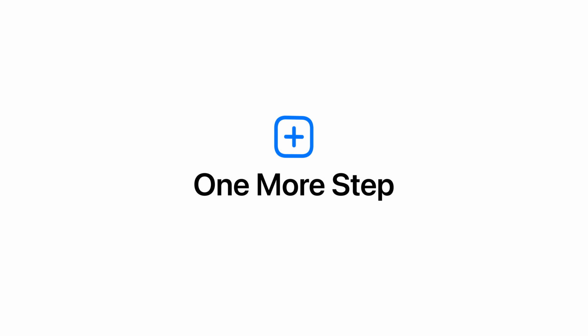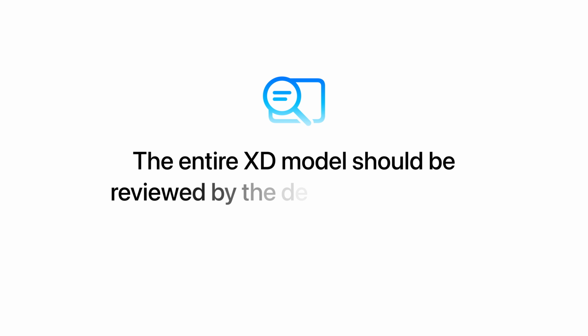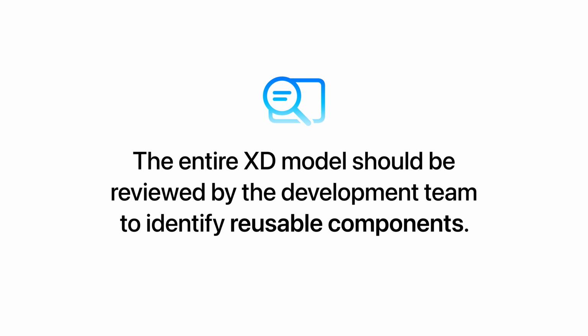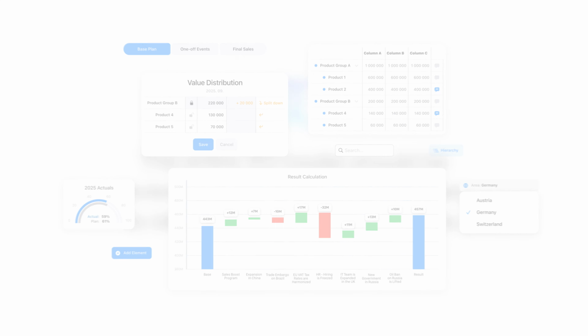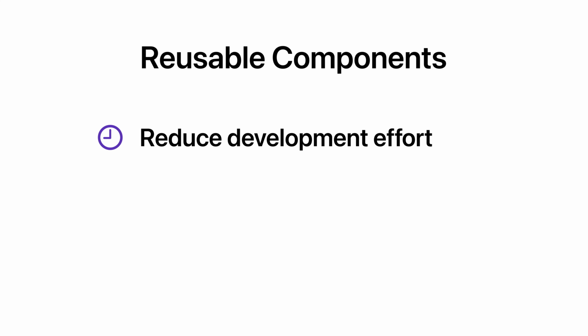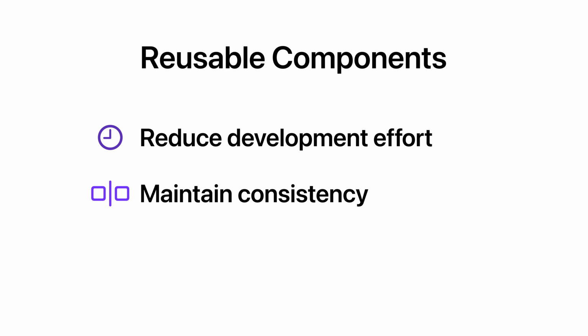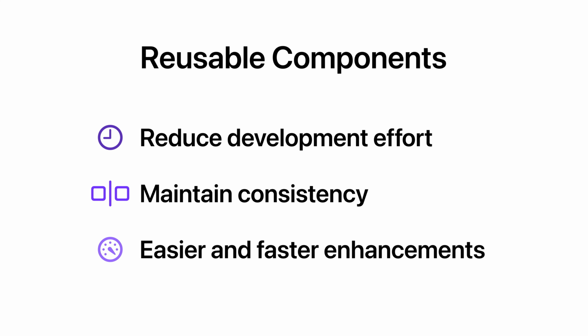Once the design is finalized, there's a critical but often overlooked step. The entire XD model should be reviewed by the development team to identify UI elements for specific functions that appear in multiple places across the application or could be useful in future modules or other projects. In Analogic, these should be built as reusable components to reduce development effort, maintain consistency across the app, and make future enhancements easier and faster. This step ensures that the front-end architecture is scalable and maintainable right from the start.